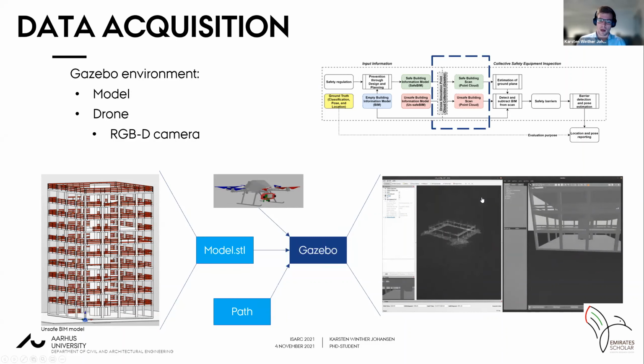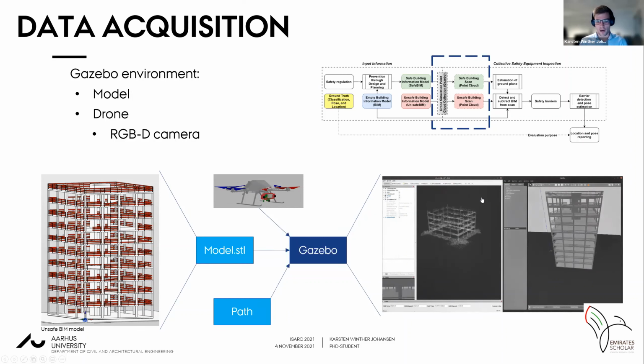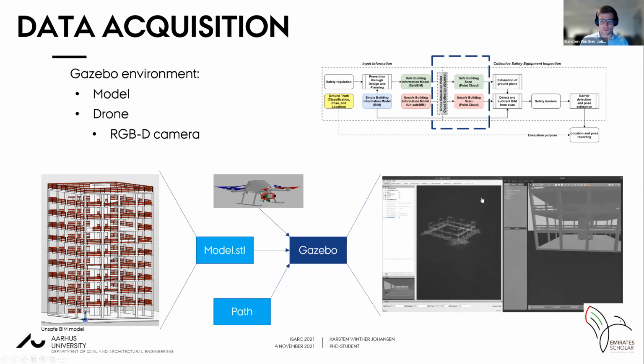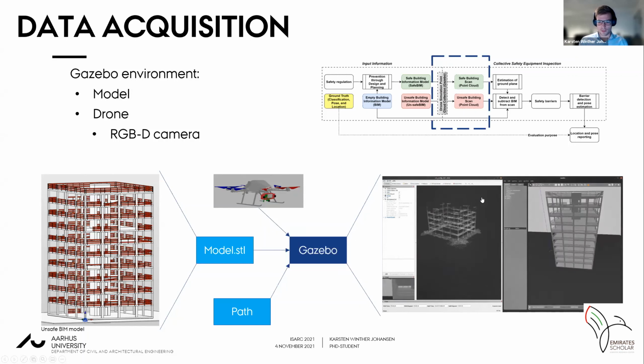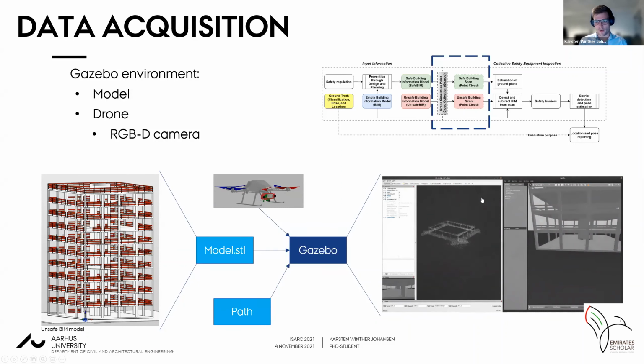And then we have a path that the drone should fly, and this is based on our prior knowledge, because we have a safe BIM model. So we know actually where the guardrails should be installed, and we can fly the same path in order to inspect those. And in the video that runs here on the right, we can see how the drone is actually capturing the point cloud, and this is obviously speeded up in order to show it here.